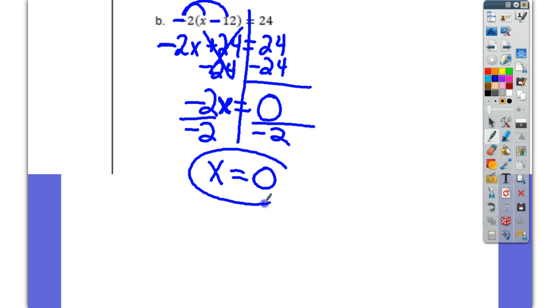So how many solutions does that have? That equation has one solution. What is it? 0. If I go up here, I put 0 in for the x. 0 minus 12 is a negative 12. A negative 2 times a negative 12 is a positive 24. So that equation has one solution, and it is 0.